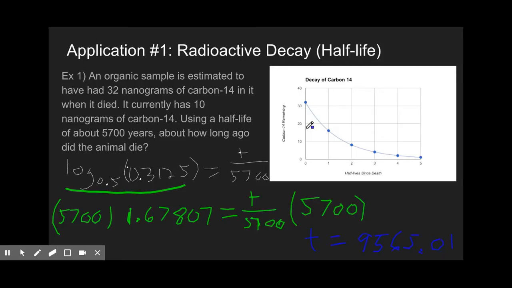And you can confirm that in your calculator, that here's your 10 nanograms left, and it takes not quite 2 half-lives. Remember, 2 half-lives was 11,400, so 9,500, that's right about in there. It's a pretty good estimate.